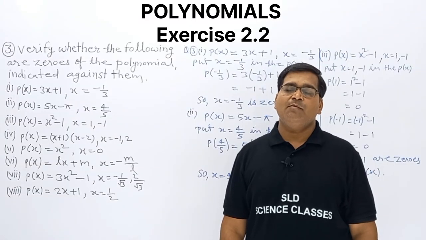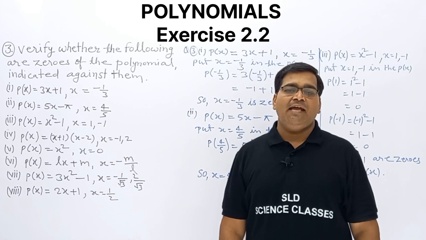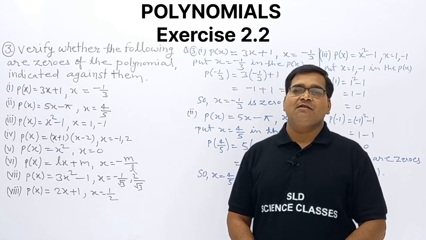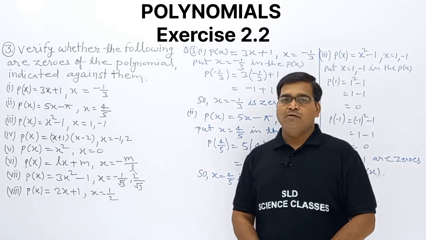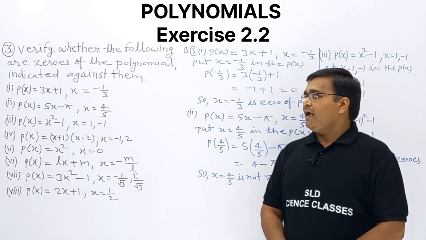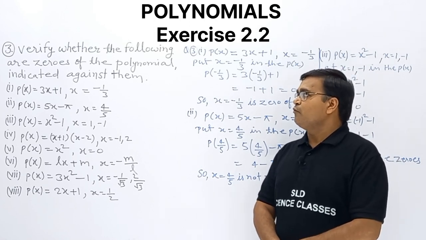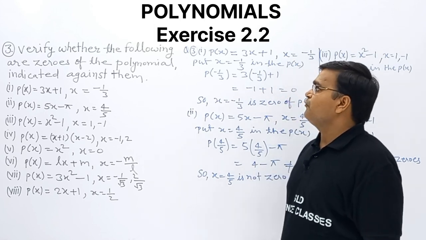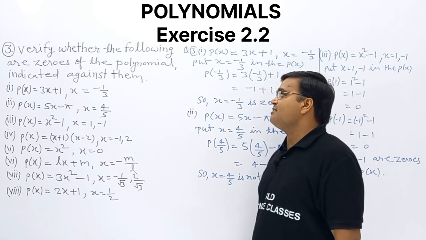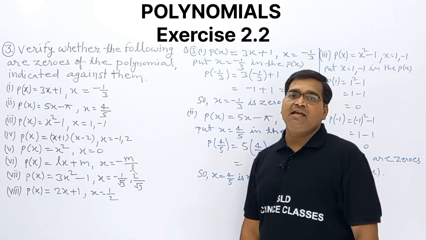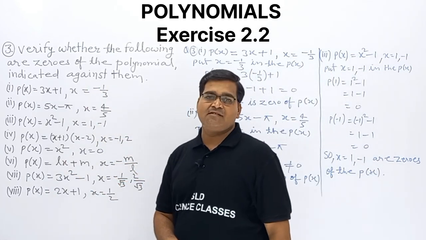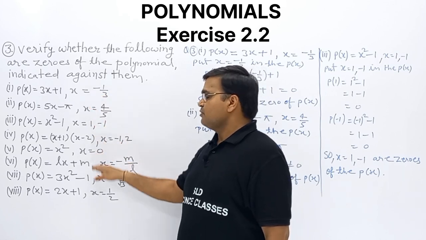Today we will discuss question number 3, exercise 2.2, chapter 2, polynomials. In this exercise, we already completed question 1 and question 2. In question number 3, we want to verify whether the following are zeros of the polynomial indicated against them. We have 8 polynomials, and their zeros are written.